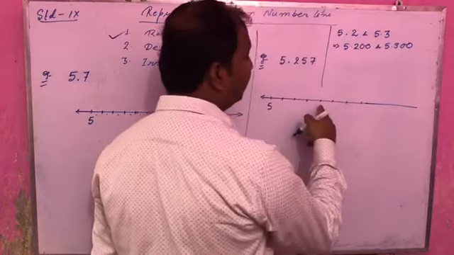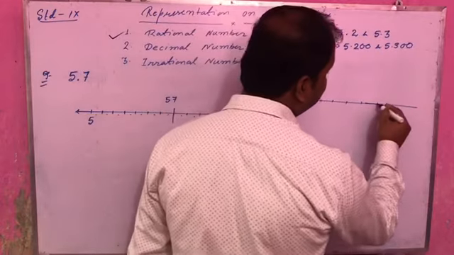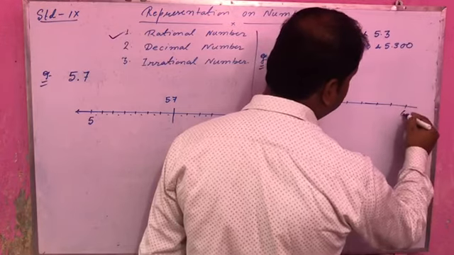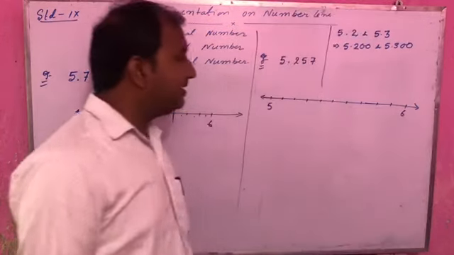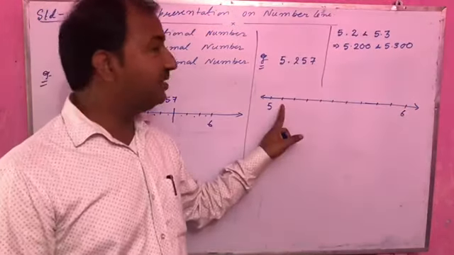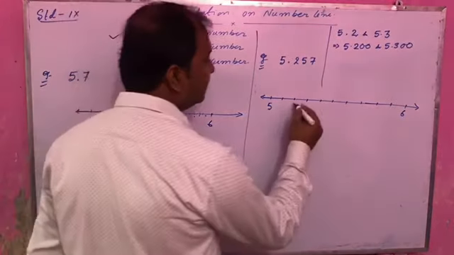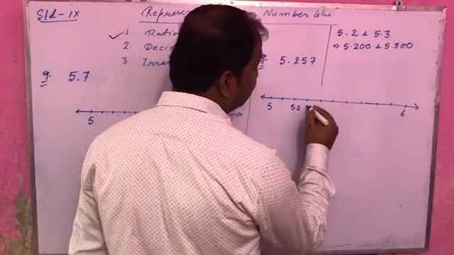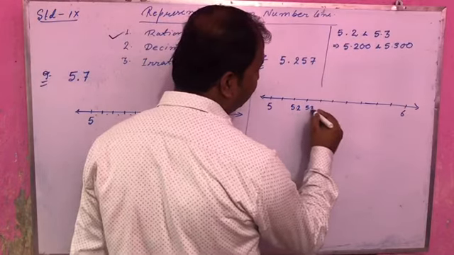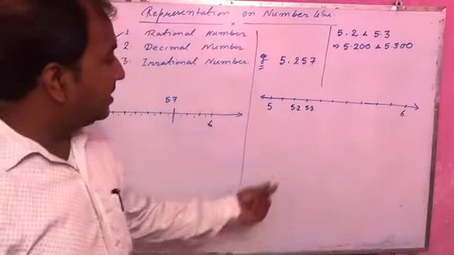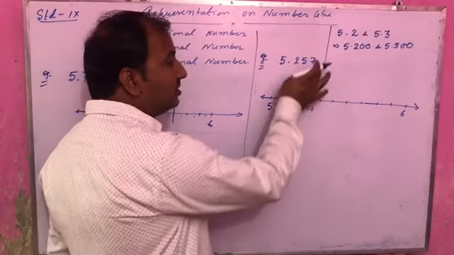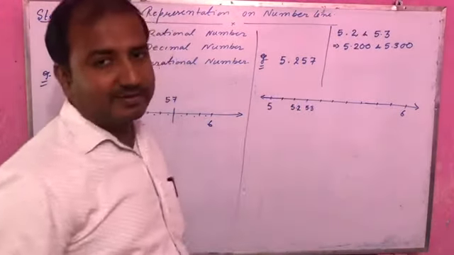1, 2, 3, 4, 5, 6, 7, 8, 9, and this is 6. On doing this, it is 5.1, 5.2. This becomes 5.2 and this becomes 5.3. Any doubt? In the distance between these two, this number will occur.